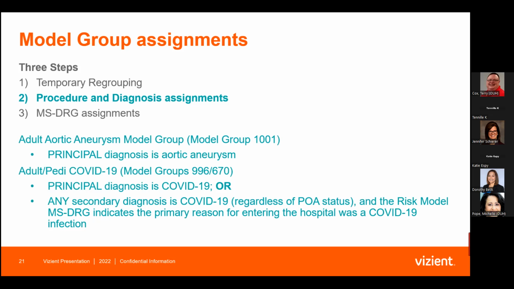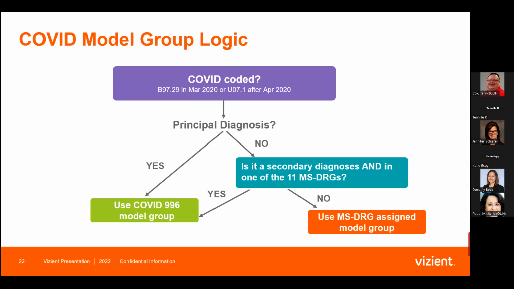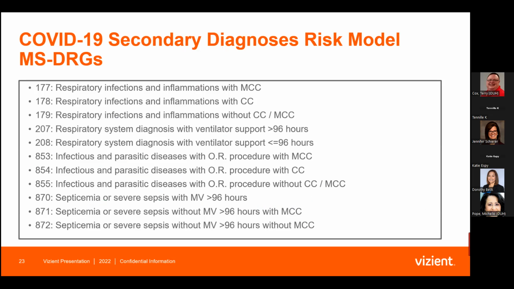This illustrates the adult COVID model assignment for your review if needed. And here are the 11 MSDRGs selected to represent COVID-19 infection. So if your patient had these MSDRGs, we assume that it's probably a COVID infection.